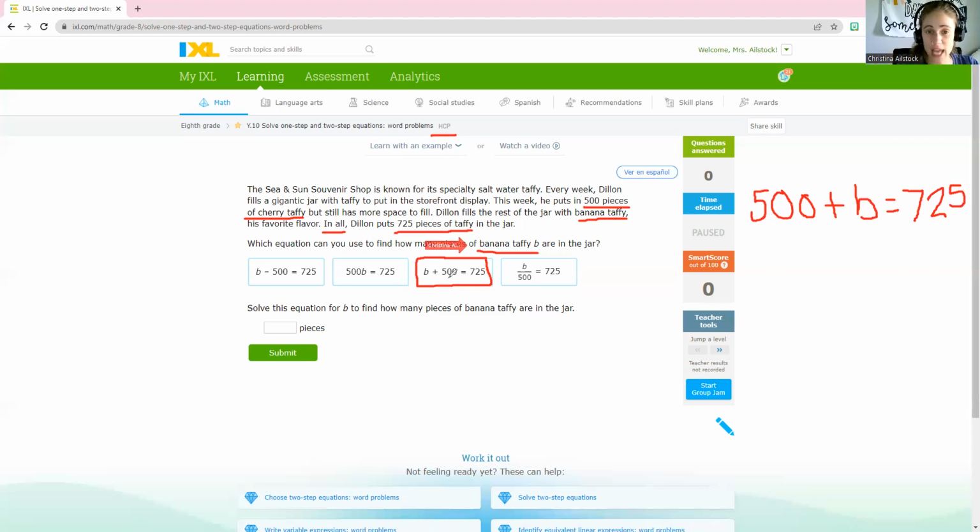All right, that's the first half of what this IXL wants me to do. The second half, read down below, is we want to solve this equation for B to find how many pieces are in the jar. So if we want to solve for B, we need to subtract 500 from both sides. So B is equal to 225 pieces of banana taffy. All right.